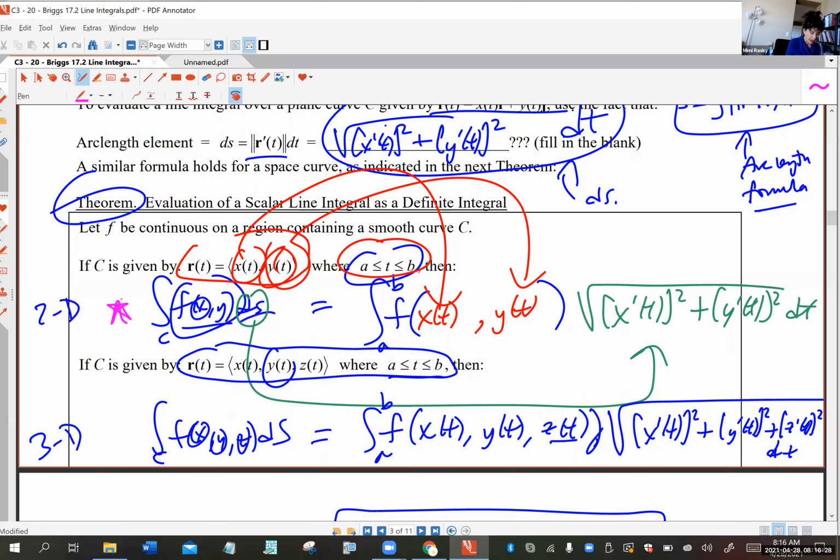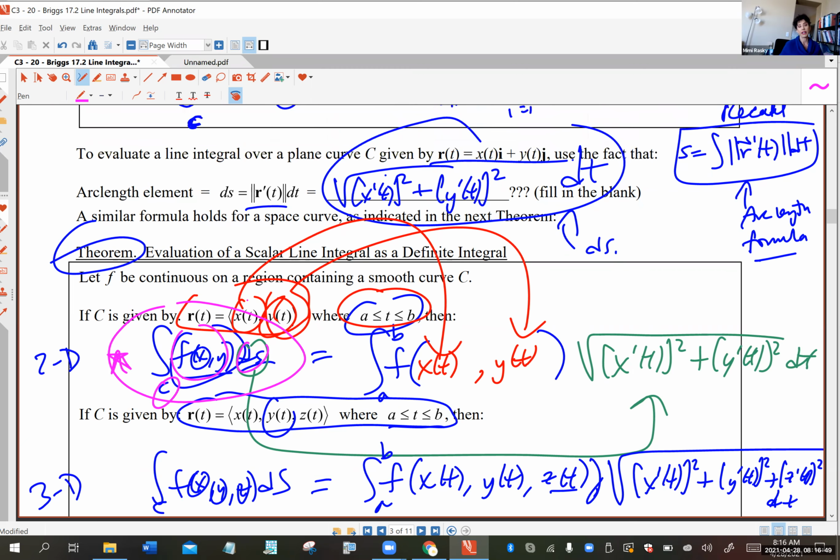The two-dimensional version looks like that, where you're going to have a C underneath the integral symbol. That stands for curve. And then you'll have a function here, and then ds, not dx. If I see you put dx there, problem, because ds represents the arc length element.